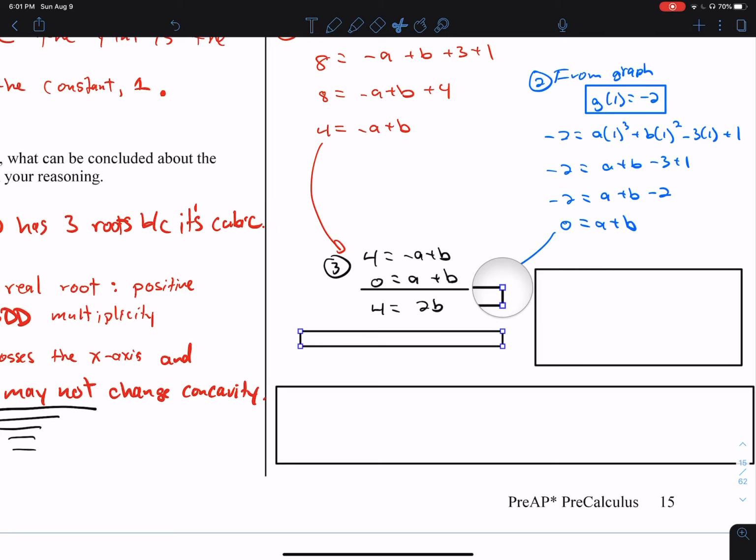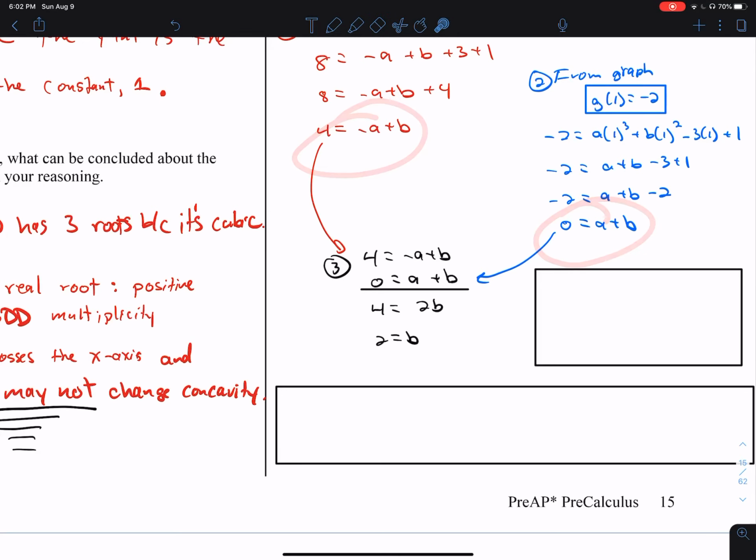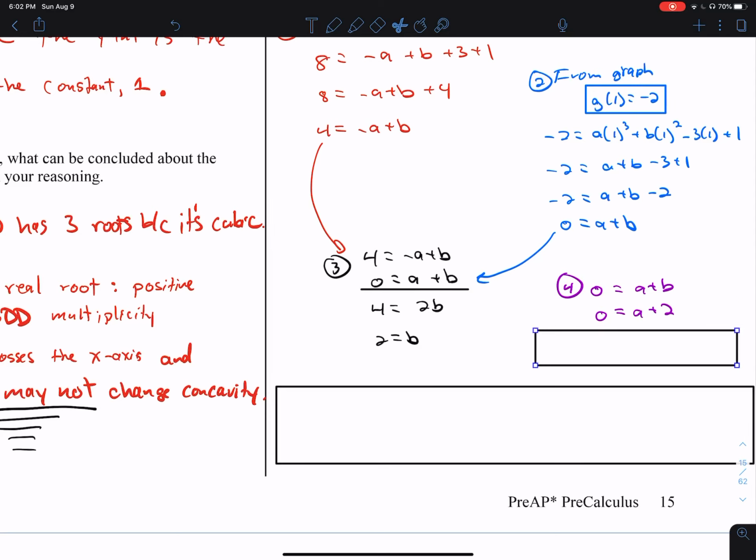4 plus 0 is 4. -a plus a is 0. b plus b is 2b. And then if I divide both sides by 2, I get b is 2. Once I know b is 2, then I can take either equation, whichever one's easier, and replace the b in it with the 2. I'm going to choose this one. If I put 2 in for b, it's going to give me that a is -2.